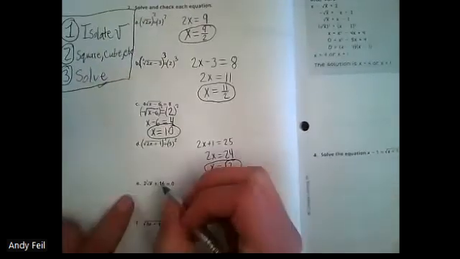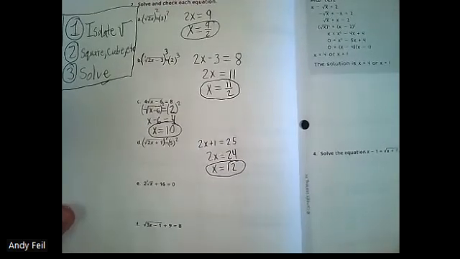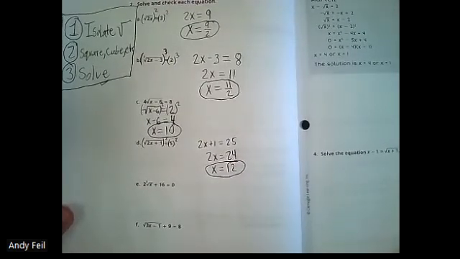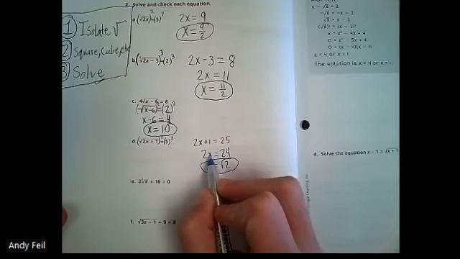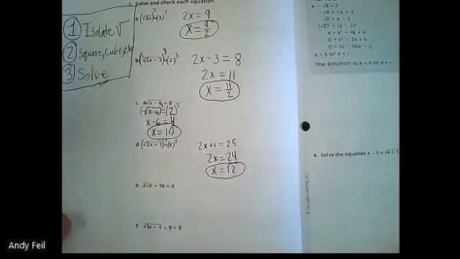Okay, E. Is the radical, yes, sorry. You get 2 times x, so you have to divide by 2. 24 divided by 2 is 12. Okay.